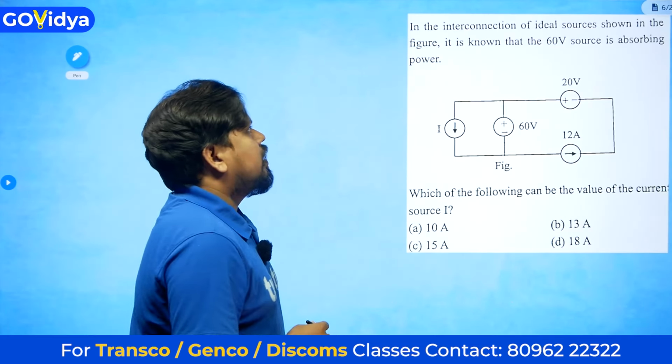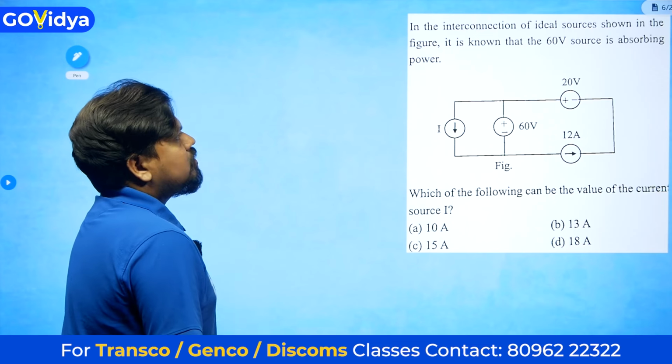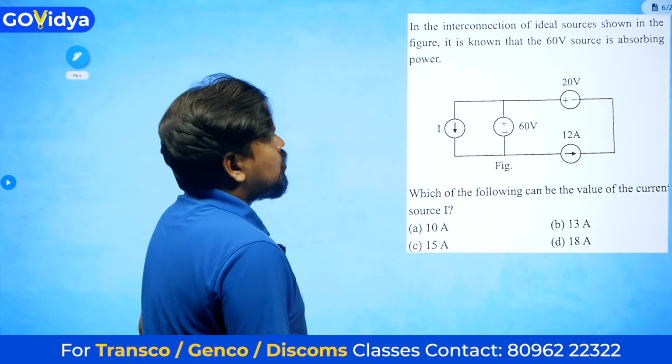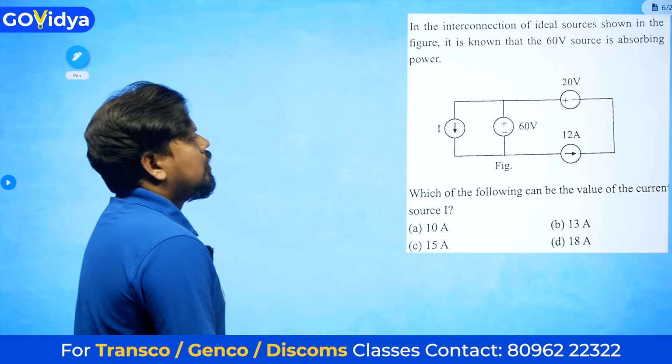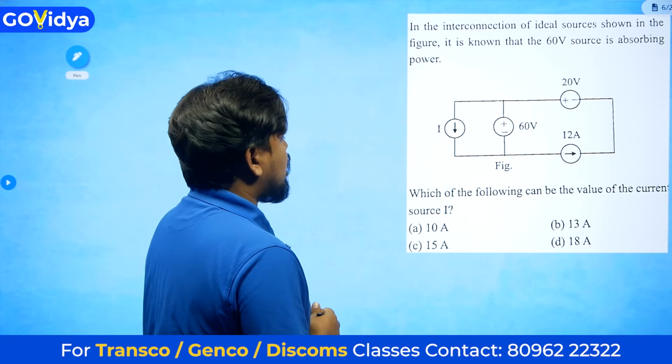Next question. In the interconnection of ideal sources shown in the figure, it is known that the 60 volt source is absorbing power. Which of the following can be the value of current source I?